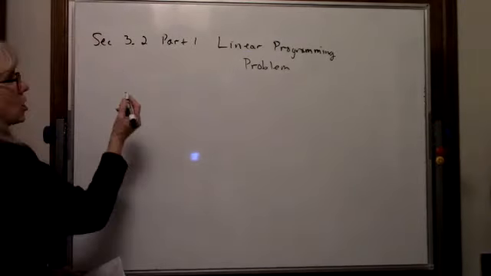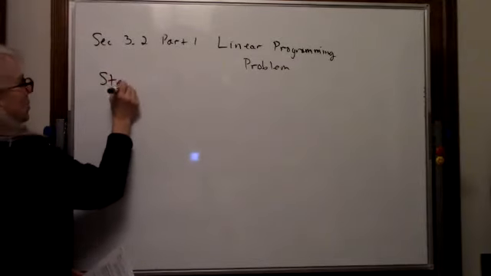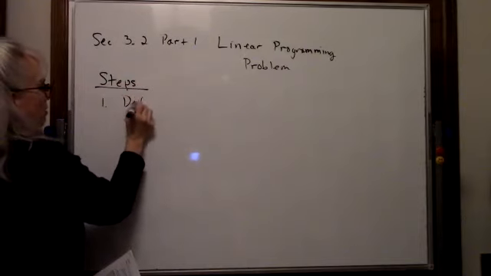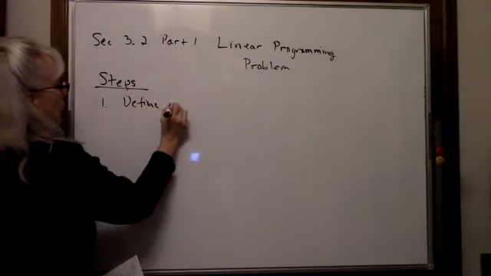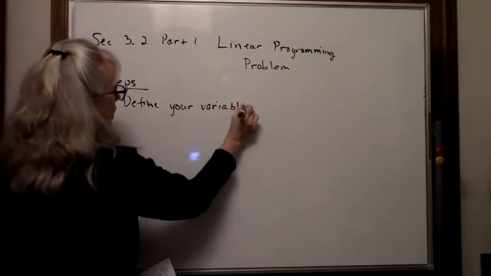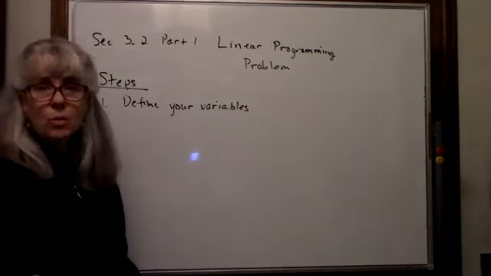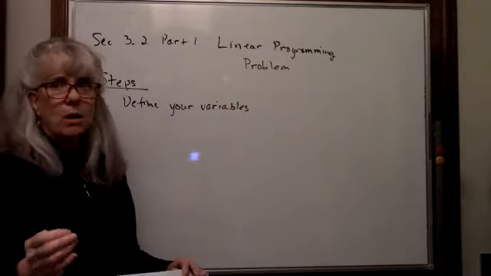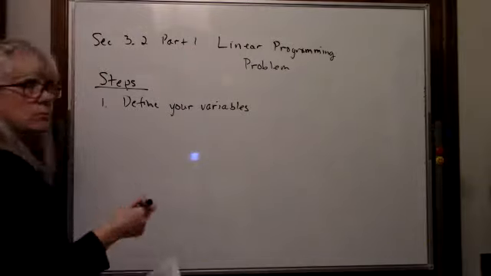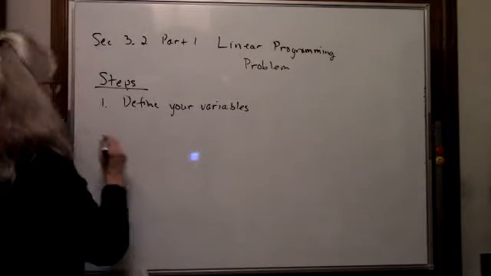So basically, these are our steps that we're going to follow. The very first step is to define your variables. And for us, we'll use an X and a Y. And so X might represent a model A that we're producing, and Y might represent a model B that we're producing of some objects. Printers, fireplace grates, barbecues.